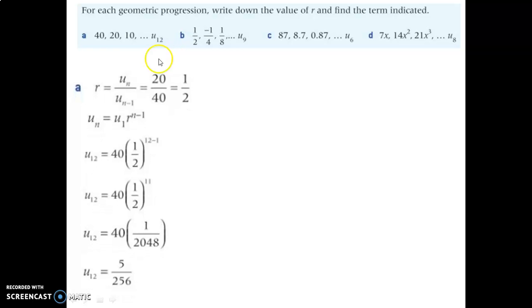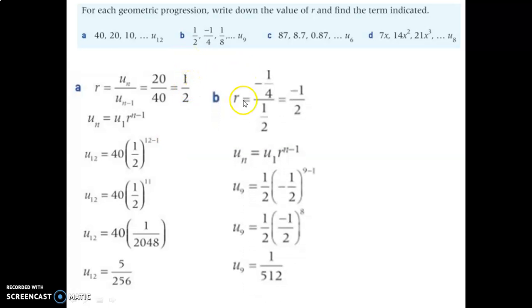This is very similar to the last one we saw. We find the R value by dividing one term by the previous one. So for example, 20 divided by 40 reduces to a half. That ratio might be obvious, but sometimes it's not, so know that you can always divide like that to find it. Half times half times half, that makes sense. Then you use the formula, you're looking for 12, plug in 12, solve, solve, solve. Here's your answer. Next one, try B.